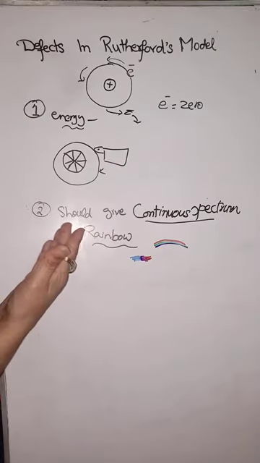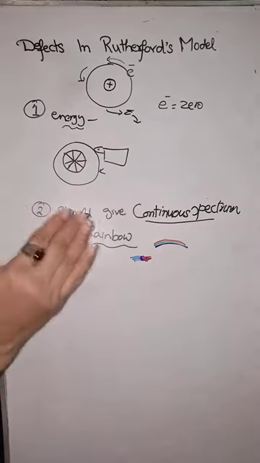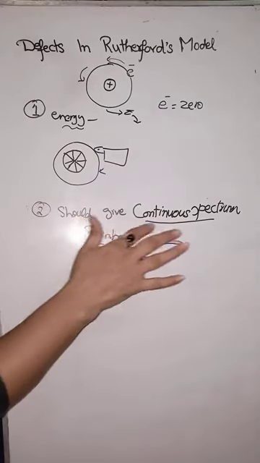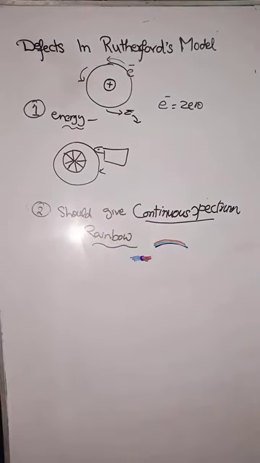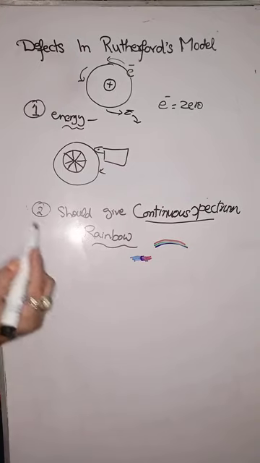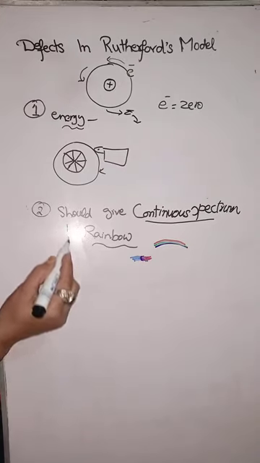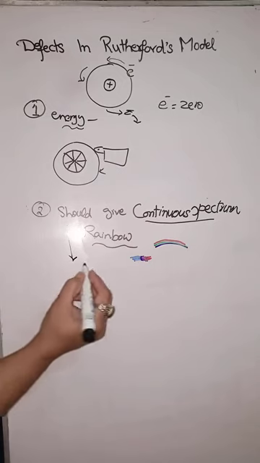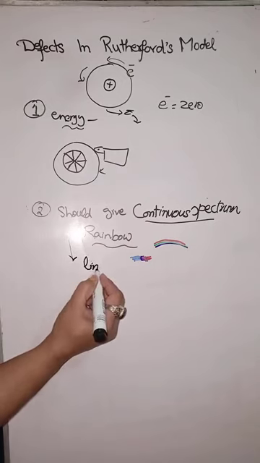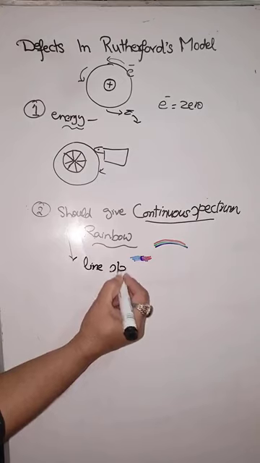According to Rutherford, when an electron is continuously emitting energy, it should give us a continuous spectrum just like the rainbow. The colors should merge into each other. Why does this not happen? Because in the case of an atom, we don't get a continuous spectrum, we get a line spectrum.